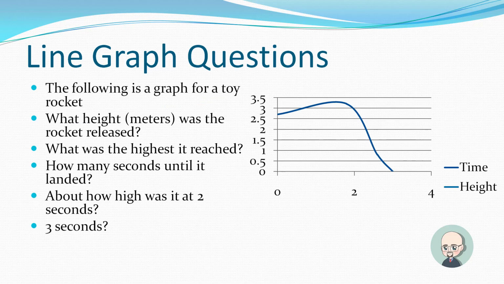All right, so the following is a graph for a toy rocket. At what height in meters was the rocket released? What was the highest it reached? How many seconds until it landed? About how high was it at 2 seconds? How about 3 seconds? I'll give you a moment if you want to pause this.